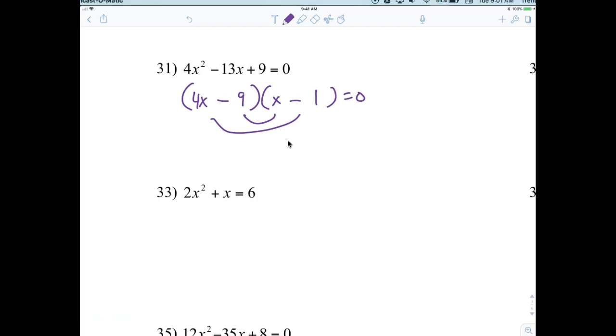So now you set them equal to 0. 4x minus 9 equals 0. X minus 1 equals 0. So x equals 9/4, or x equals 1.